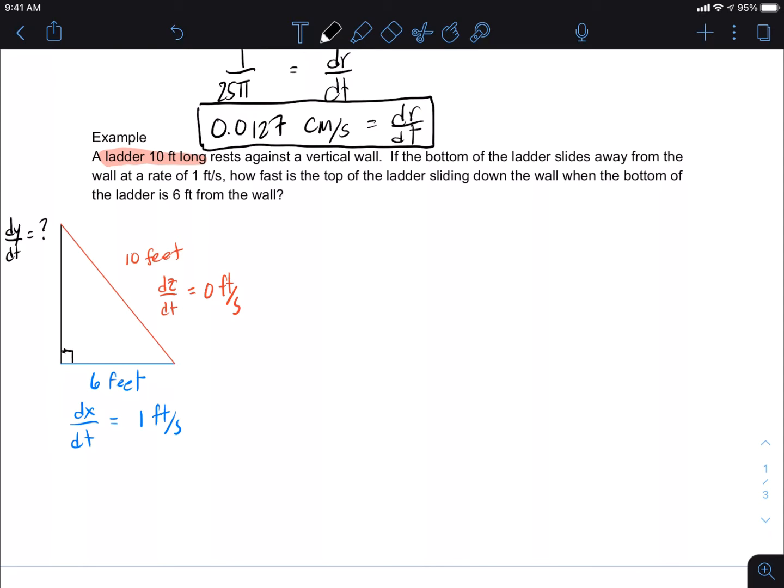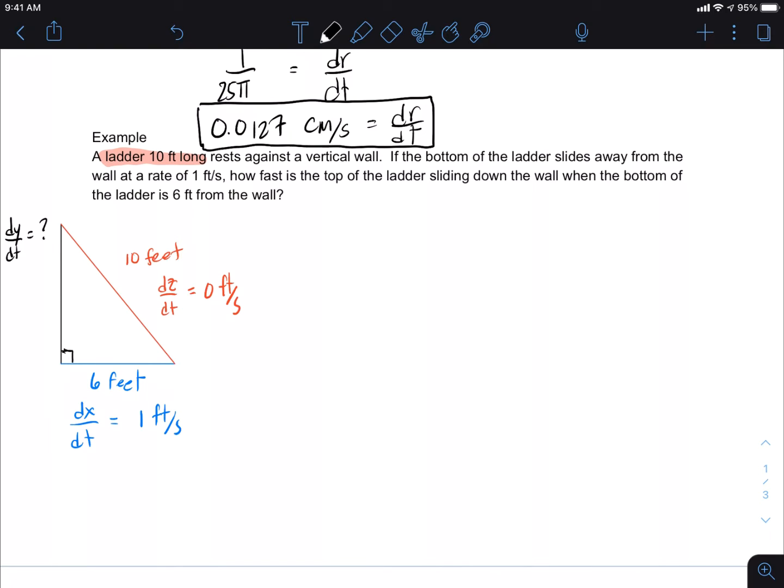How can we find the height of the ladder when the bottom of the ladder is 6 feet away? What do you think? Well, we could do it in a complicated way with trigonometry, but what about the Pythagorean theorem? Yeah, Sharon said it.